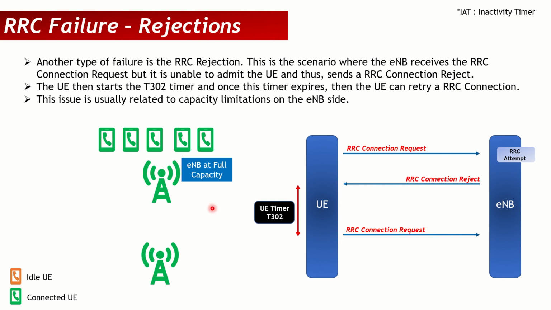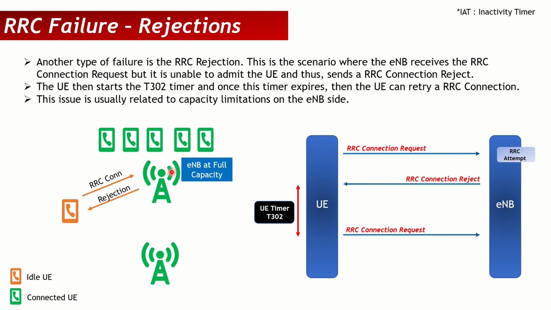Now another scenario would be, let's take this example. We have an eNodeB which is at full capacity, because let's say it has a capacity of 5 users. So all 5 users are connected, and the eNodeB does not have any more capacity. If a UE from idle mode tries to connect now, it sends an RRC connection request. The eNodeB will send an RRC connection rejection. So this UE will be rejected and we will have an RRC failure on the eNodeB side.